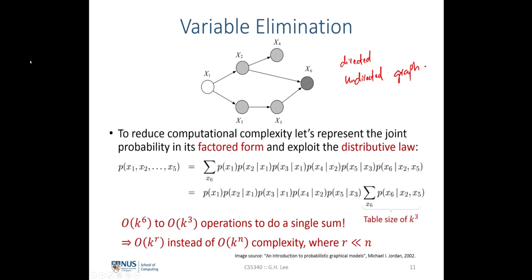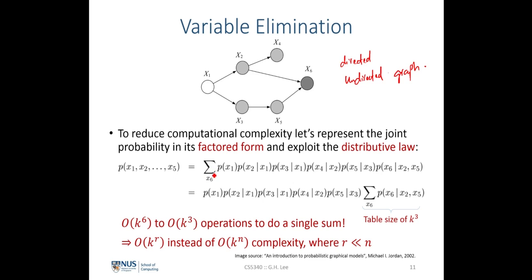But now let's focus on the directed graph, where we consider this particular example. The joint probability distribution of x1 to x5 is simply given by the marginalization of the joint probability distribution over x6, because x6 doesn't appear in this particular marginal probability or joint probability distribution that we are interested in.